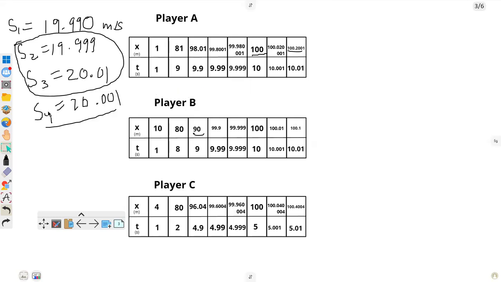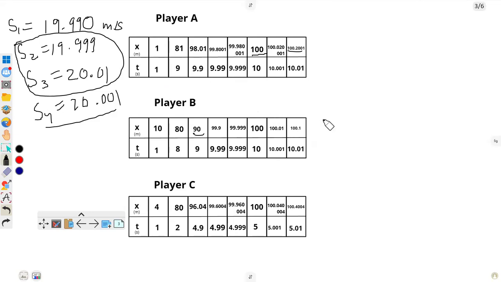Okay. So now let us do that for player B. Can anyone find a pattern in this data? Anyone? 10 times t is equal to x. Right. So we see that x is actually 10 times t.